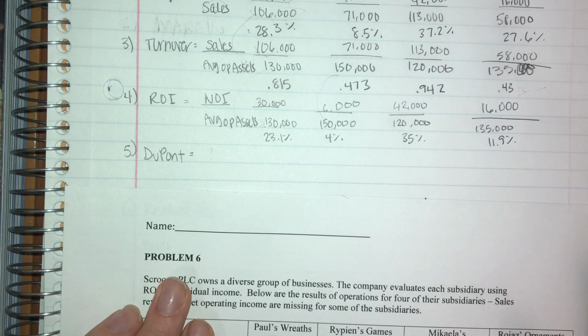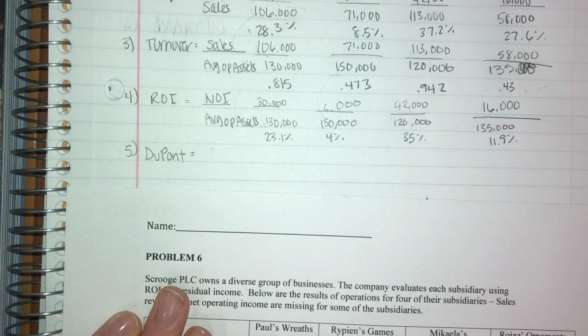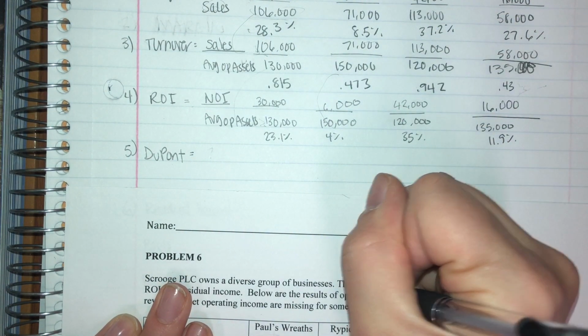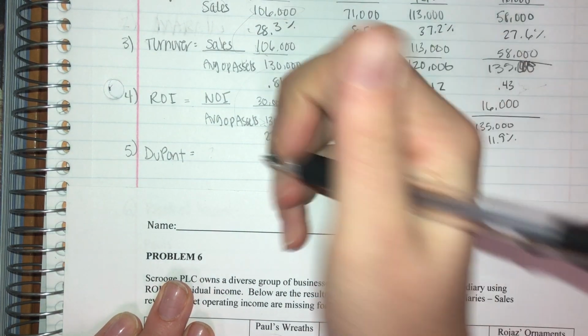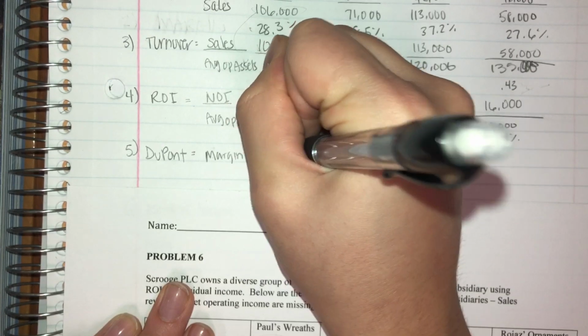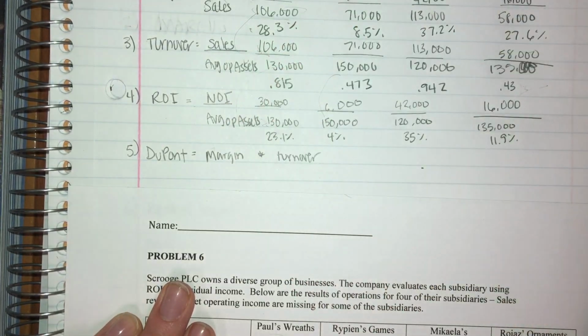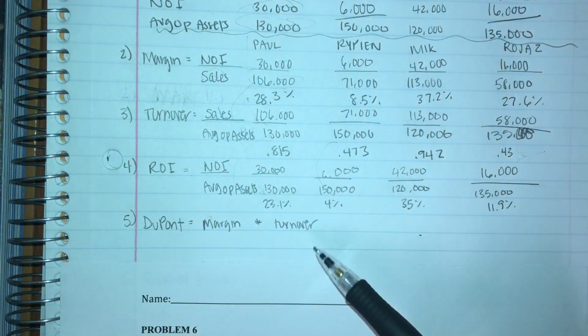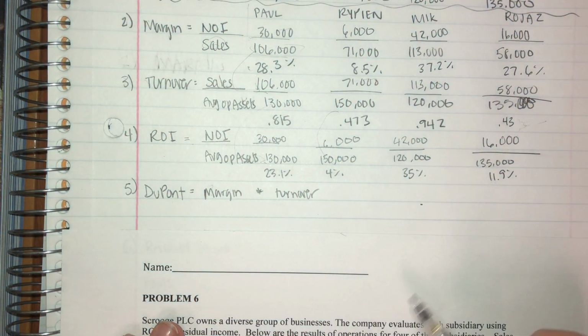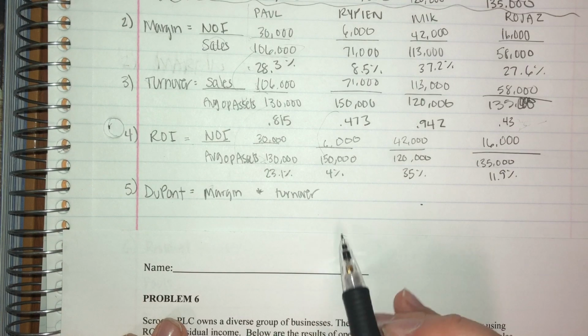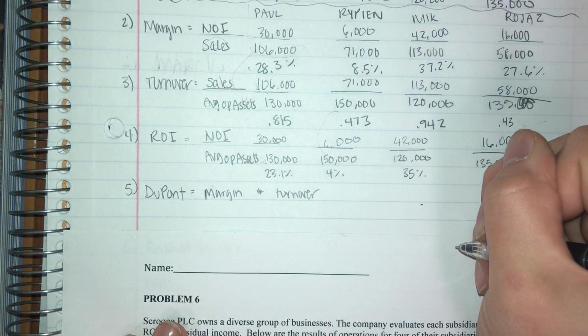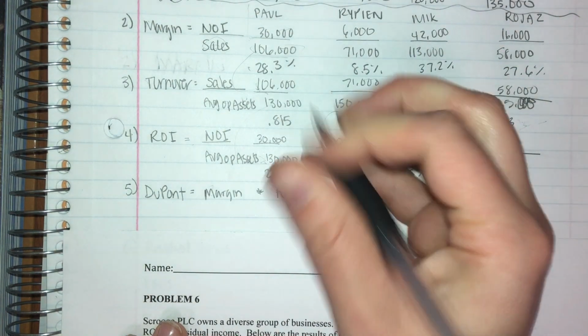Then we get asked this question about the DuPont formula. It says, what is the DuPont formula and why is it useful to management? The DuPont formula is margin times turnover. Those are two numbers that we found before, so we just multiply those numbers together. The reason the DuPont formula is so great is because it helps managers determine what's affecting ROI.